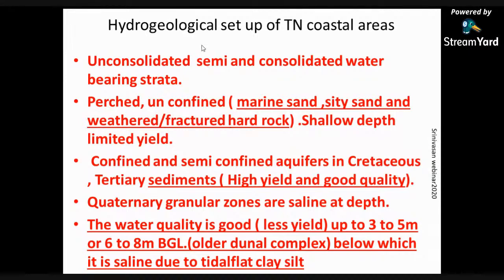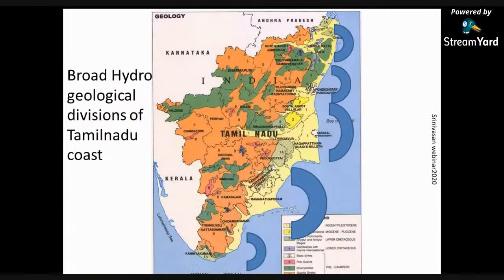So hydrological setup. So we get the consolidated water bearing strata. So we get the marine clay, silty clay, and weathered and fractured rock. So along the Tamil Nadu coast, the water is in the weathered and fractured rock and in the marine sand and silty sand. So from shallow depth to a deeper level, water after some depth in the granular zone will become saline, and more saline when we go deeper. Some of the even deeper sediments are also marine sediment, which we'll see later also.